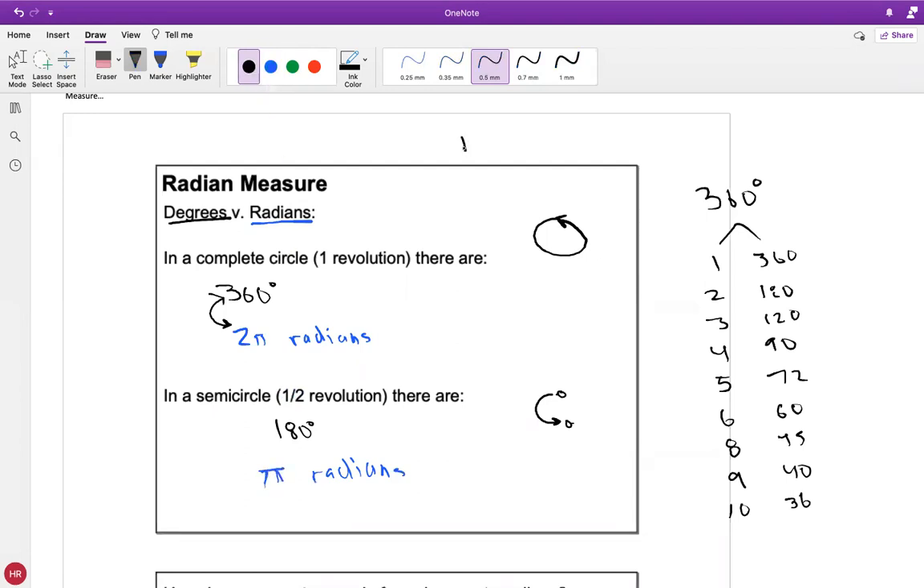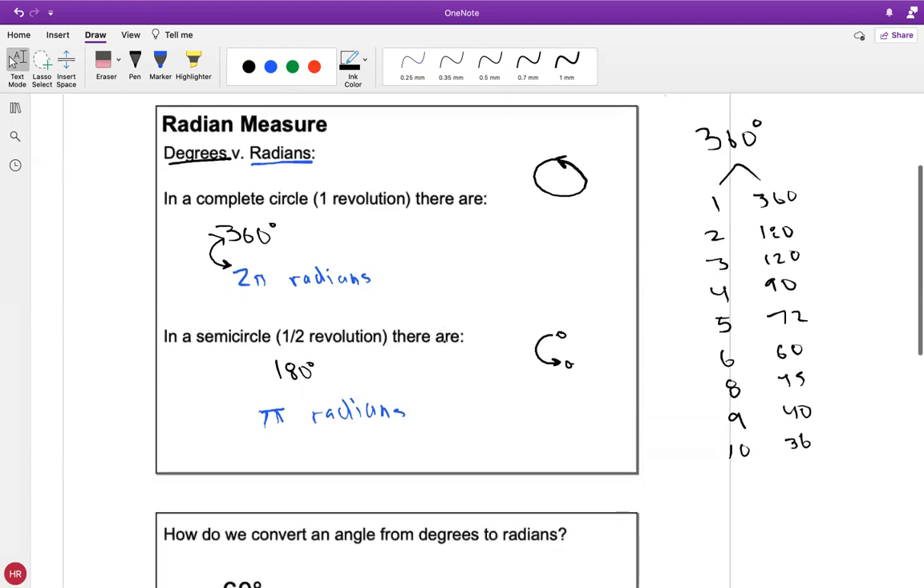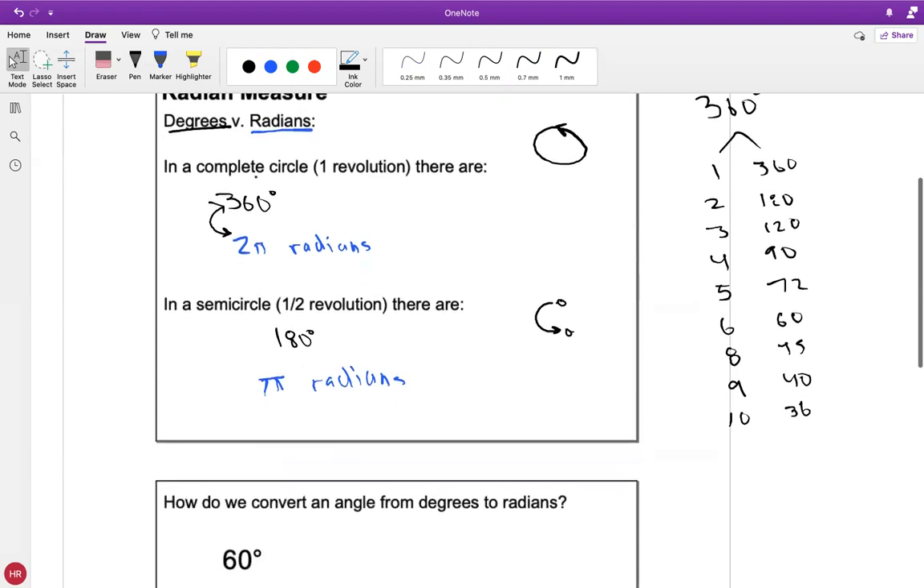And you all may remember the number pi as being approximately equivalent to 3.1415926. There's a bunch of numbers. It goes on forever and never repeats. Pi is an irrational number. You don't have to worry about the fact that it's actually called a transcendental number, but it's an irrational number. So in a complete circle, it's 360, which is 2 pi. In a half circle, it's 180, which is pi radians.